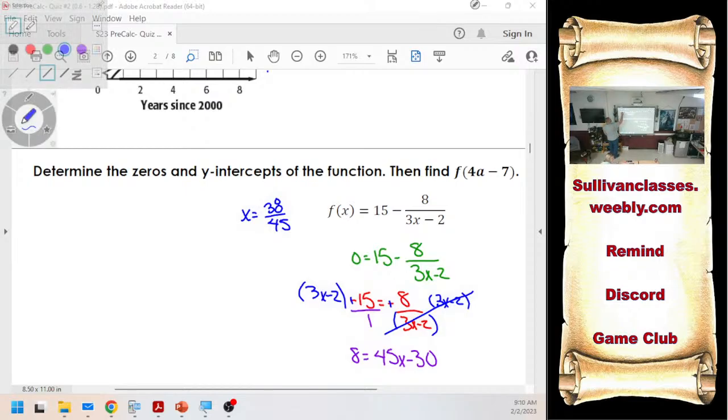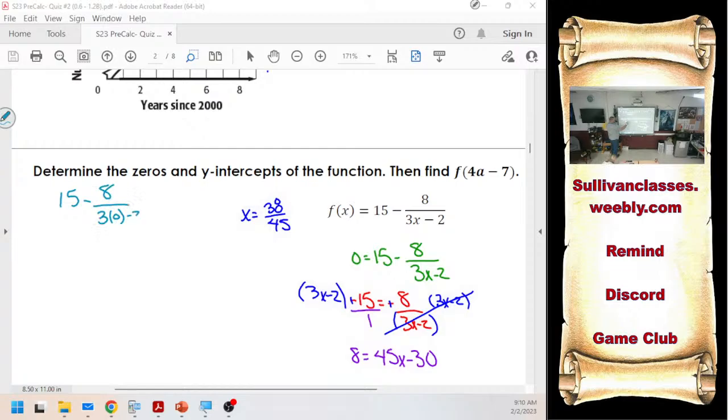Y-intercept. How do you find y-intercept? 0 in for x. That one's a little cleaner. 15 minus 8 over 3 times 0 minus 2. Well, 0 minus 2 is negative 2. 8 divided by negative 2 is negative 4. 15 minus negative 4 is 19. And then find the function of input this junk.